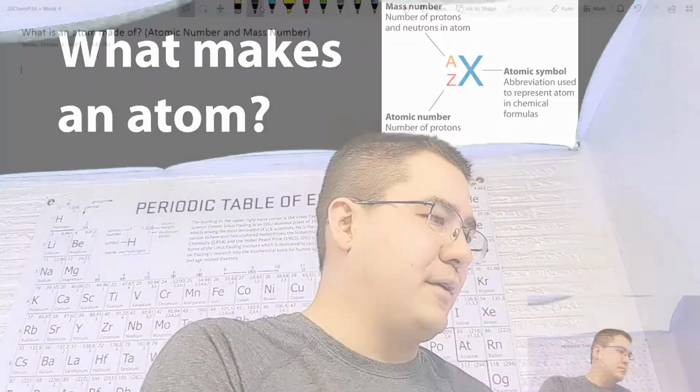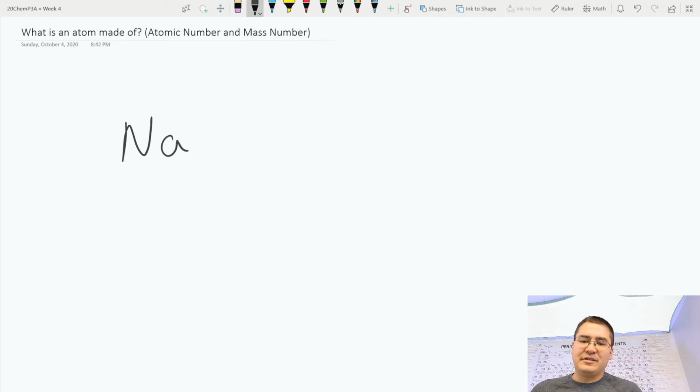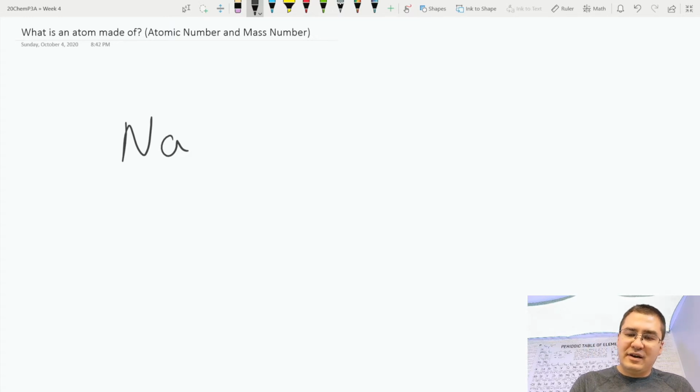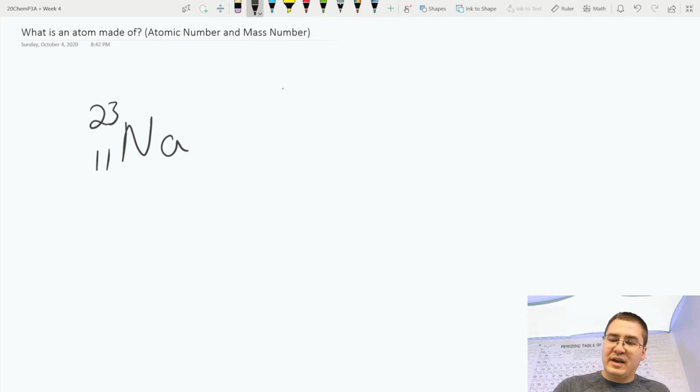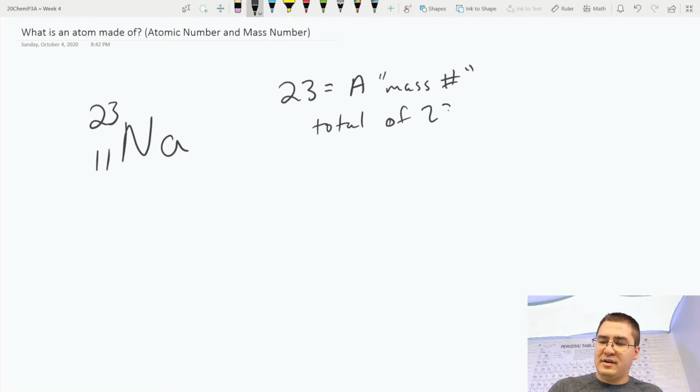Let me switch over to my whiteboard. We're going to start out with sodium. Sodium has the elemental symbol Na, right? More confusion: there's no S in sodium's elemental symbol. So Na, and if I put in here 11 and 23, we can talk about what these numbers mean. Again, 23 is the A value, or mass number, and that tells me I have a total of 23 protons and neutrons in the nucleus.